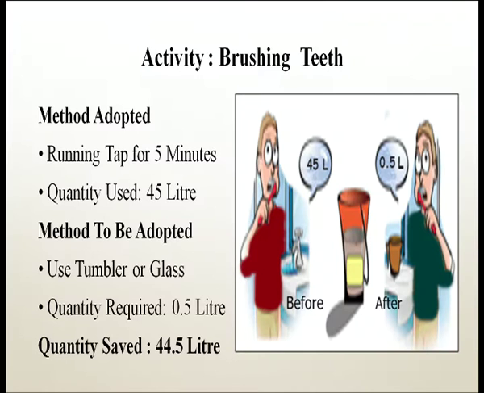First activity is brushing teeth. Method adopted: running tap for 5 minutes. Quantity used, that is 45 liters. Method to be adopted: use tumbler or glass. Quantity required 0.5 liter. Quantity saved is 44.5 liters.